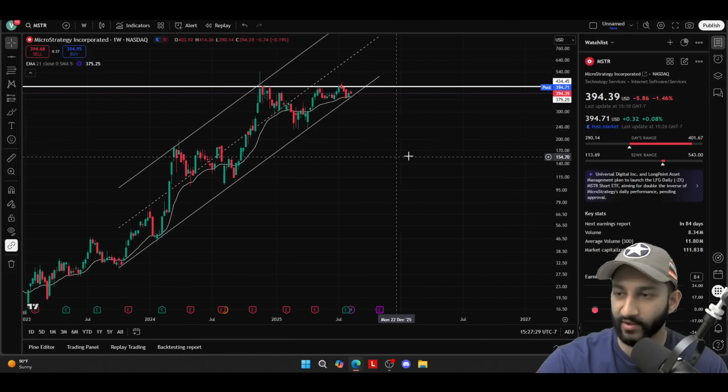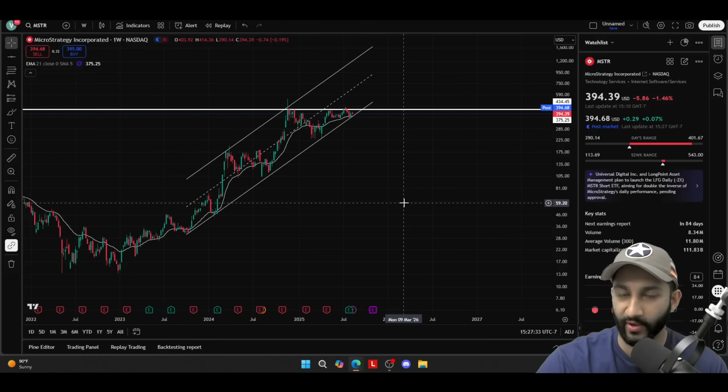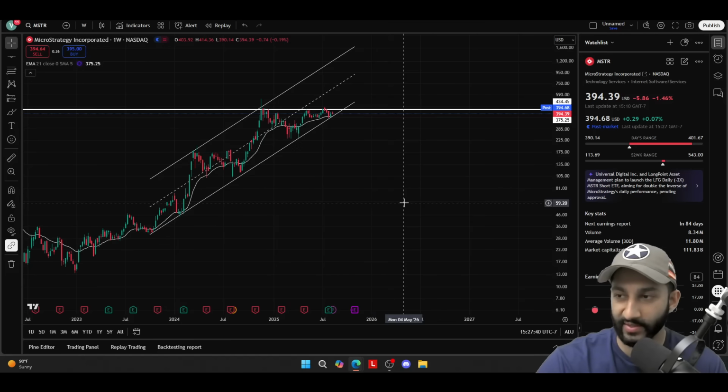So that's all I have for MSTR on the daily and weekly charts. We went over Bitcoin's chart, looks pretty bullish. We went over Bitcoin's chart against the price of MSTR, and that one looks bullish. So that means MSTR has a good chance of actually going down, but it's not guaranteed.